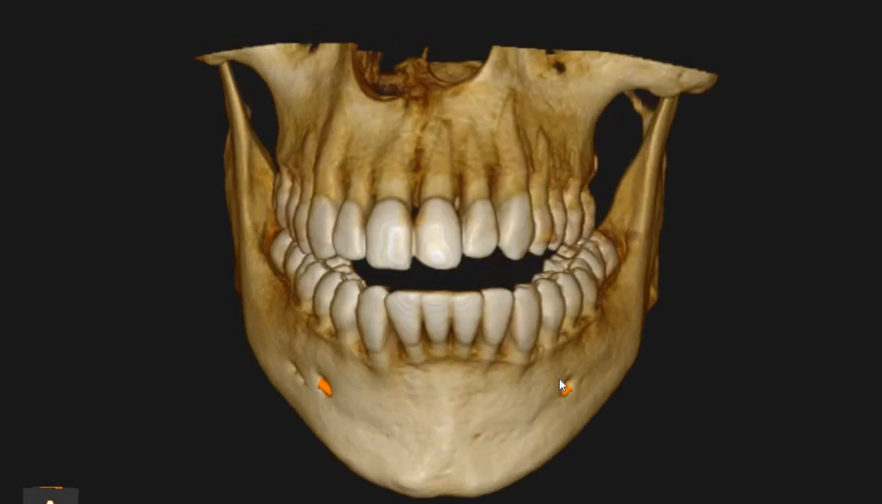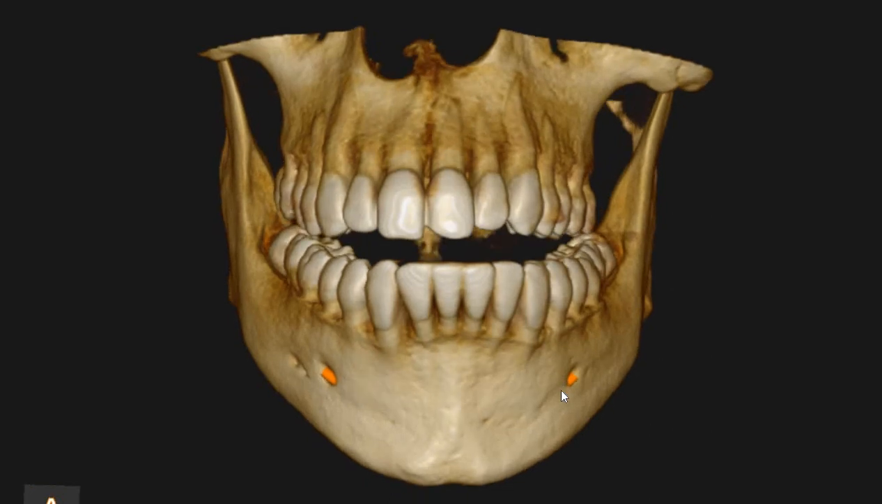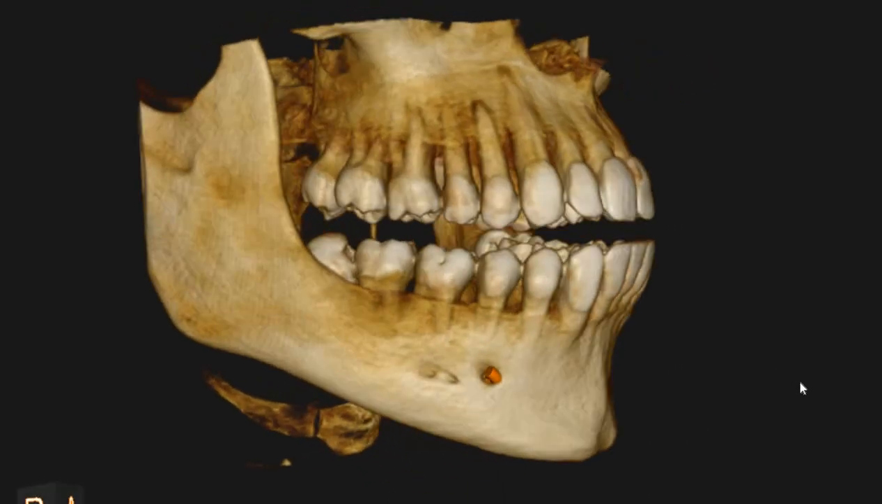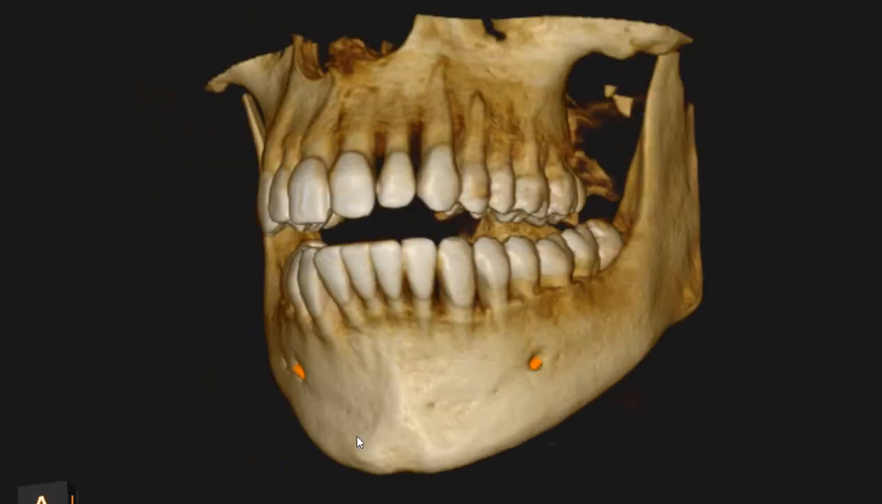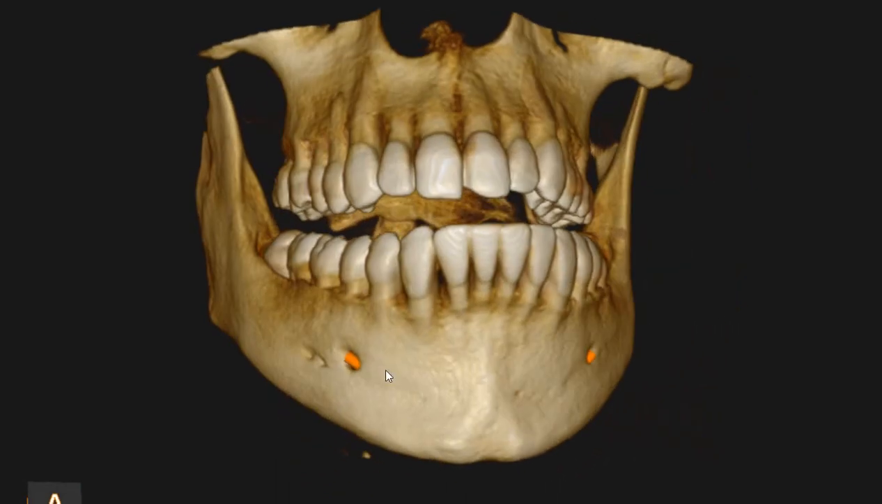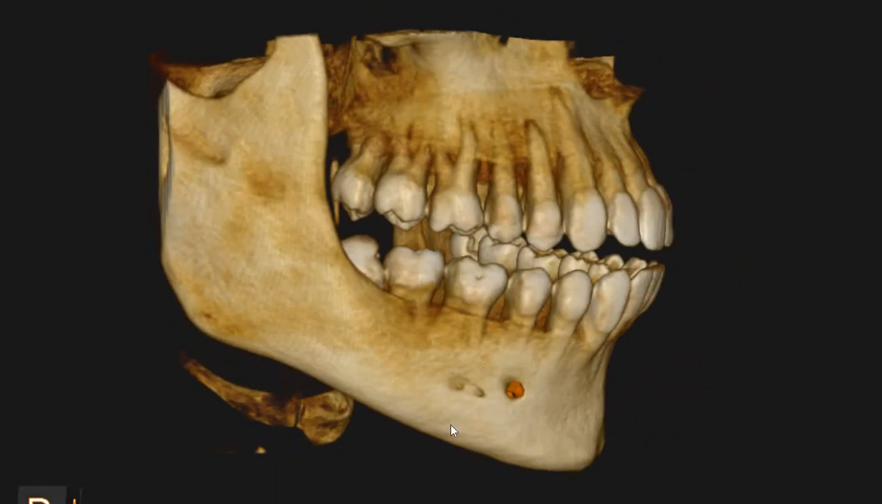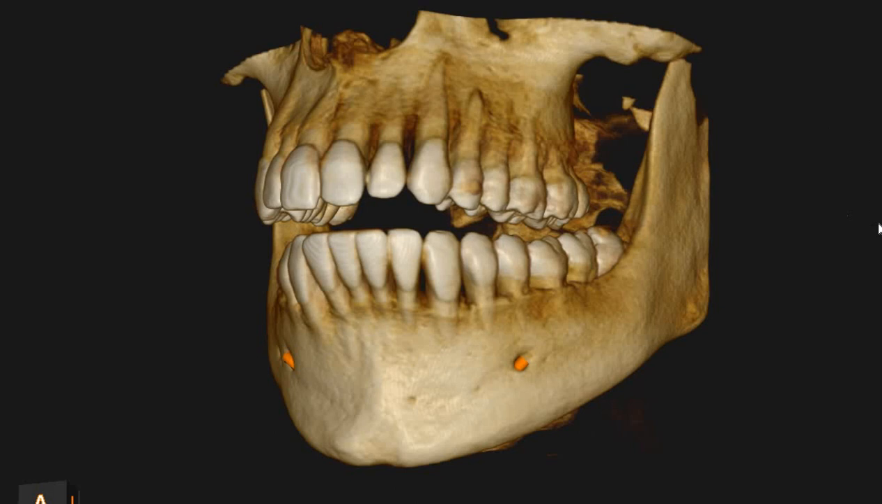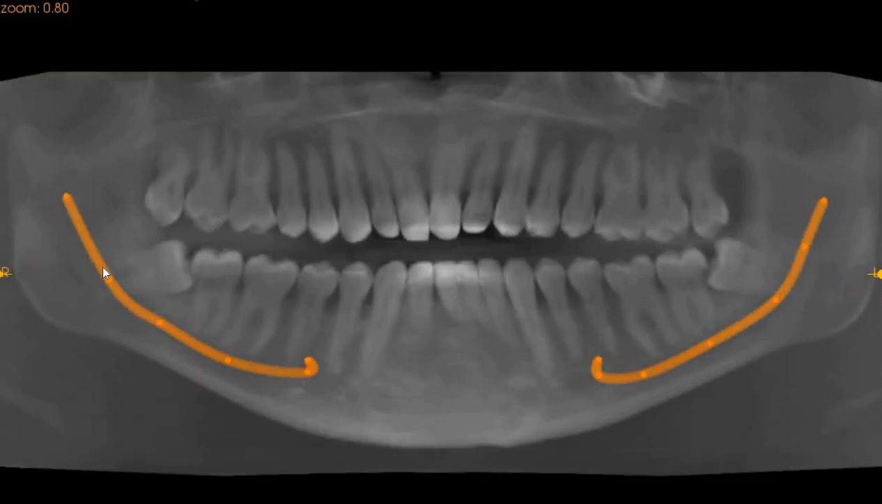This is the CBCT of the patient that you had requested. The area of interest is the lower right wisdom tooth, the lower left wisdom tooth, their approximation to the inferior alveolar nerve, and 3-7 and 4-7. Now we're going to take you to the panoramic view. On the panoramic view, you can clearly see that both the wisdom teeth are in very close approximation, especially the apices with the inferior alveolar nerve.